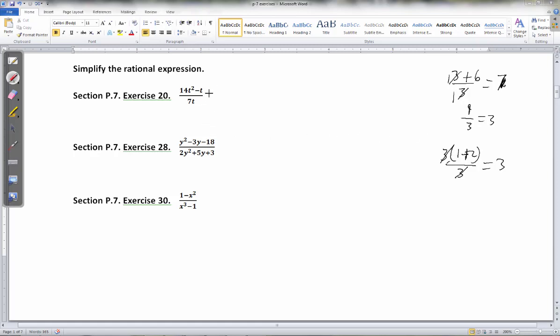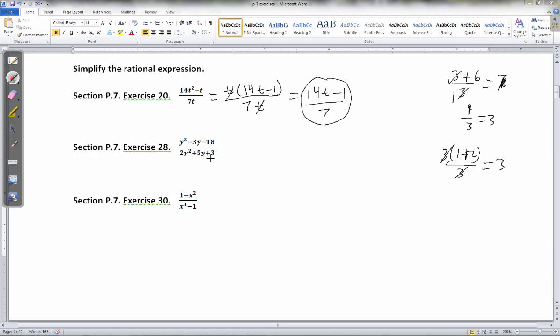So I'm going to factor the top. All I can really do at the top there is that there is a common t. So I pull out the common t. I have 14t minus 1. Now I have all of that over 7t. So I reduce away the common t. And now I just have 14t minus 1 over 7. That's as far as I can reduce it.